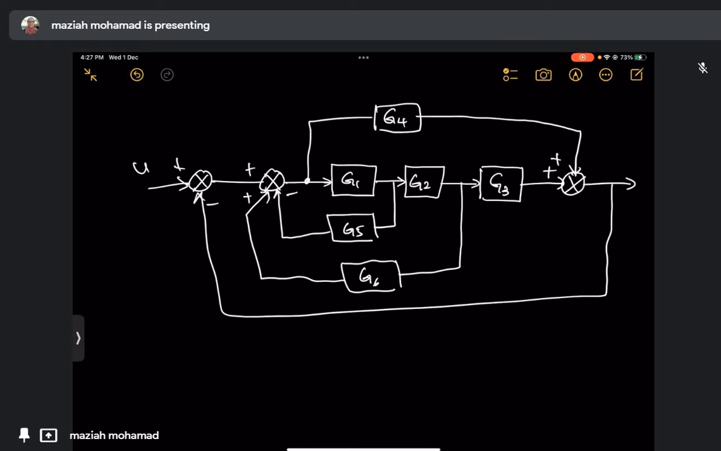Siapa tadi yang tanya? WhatsApp you section berapa? Siapa tadi yang tanya soalan? 15, 16.